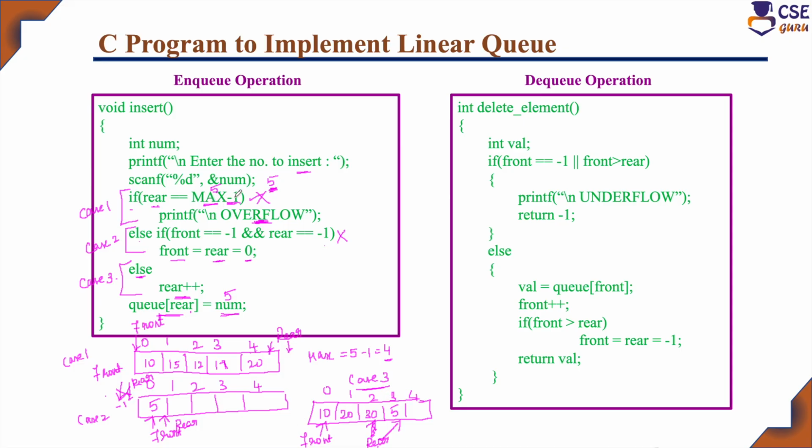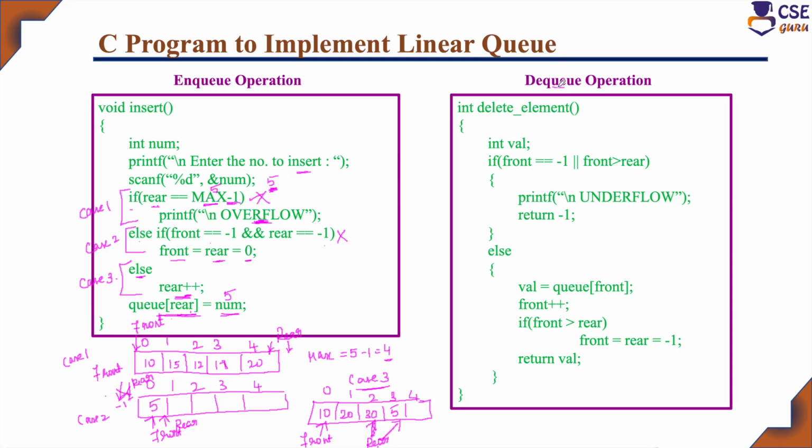So if it is max minus 1, it is overflow. If front and rear both are pointing to minus 1, just increment front and rear to the 0th memory location and place the element. Else, just increment the rear position and then place the element. This is the Enqueue operation, that is the insert operation in the queue array.